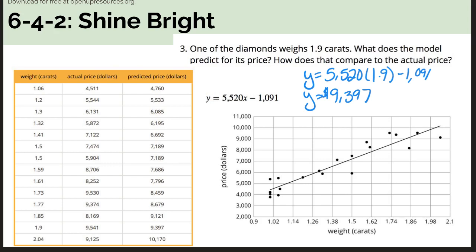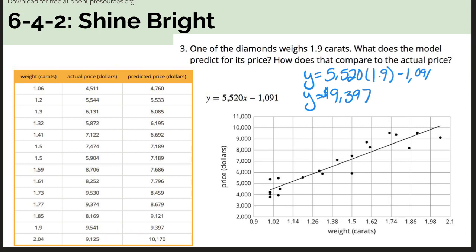In number 3, we're looking at a diamond that has a weight of 1.9 carats. What does the model predict for that price? Again, plug in 1.9 for x, evaluate that, and the model predicts it would be $9,397. How does that compare to the actual price? I'm looking over here in the table. For 1.9 carats in weight, the actual price was a little bit more than the predicted price, but it's still pretty close.